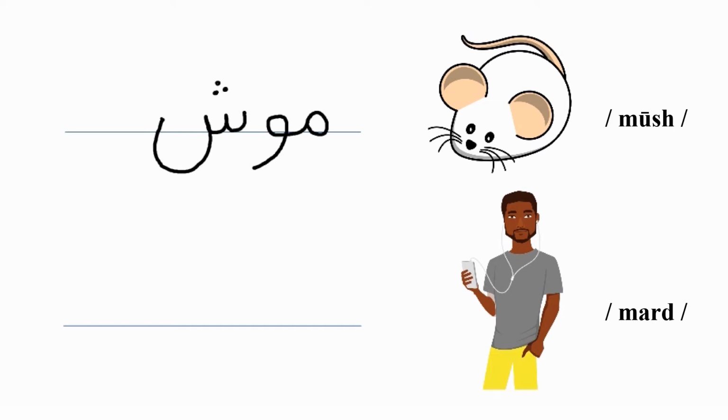The next word is mard. Repeat after me. Mard. So we have the initial me. Then we have the short vowel a, mar. Then comes re, mar, and then de. Mard.